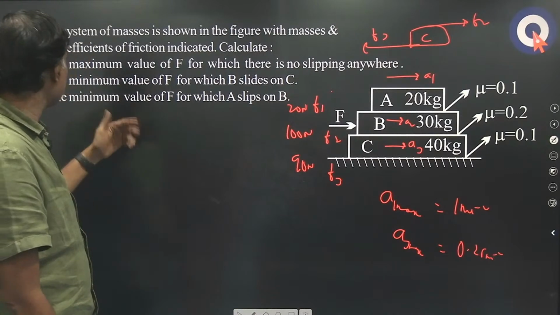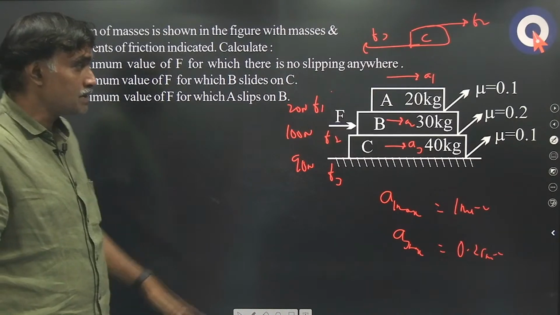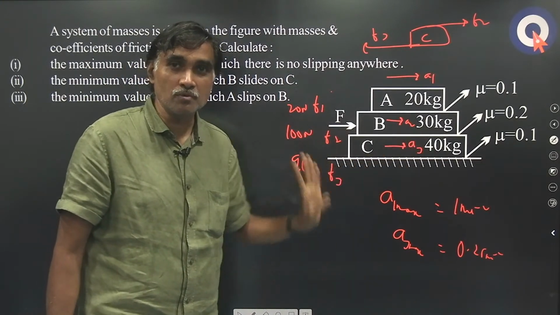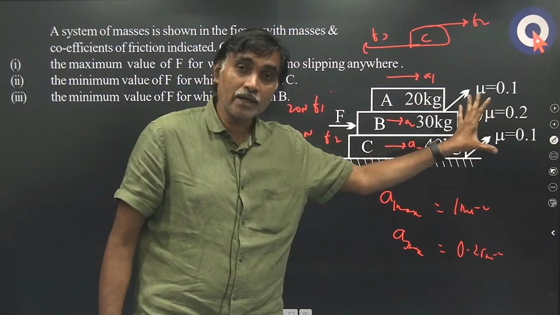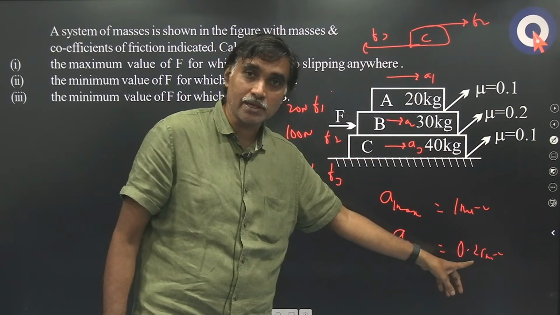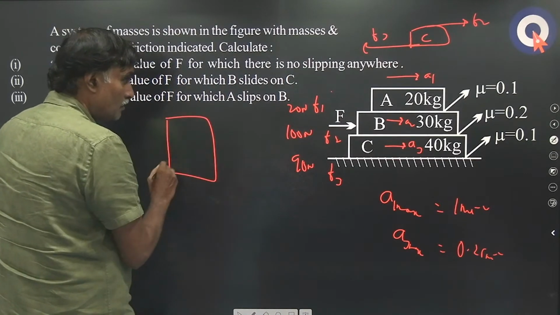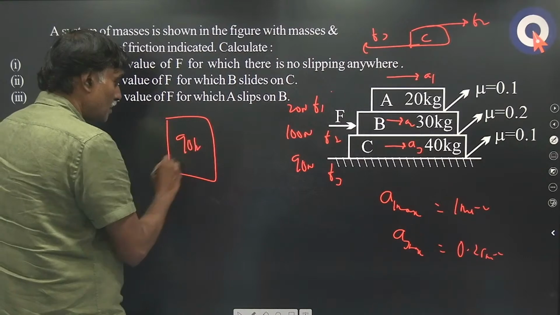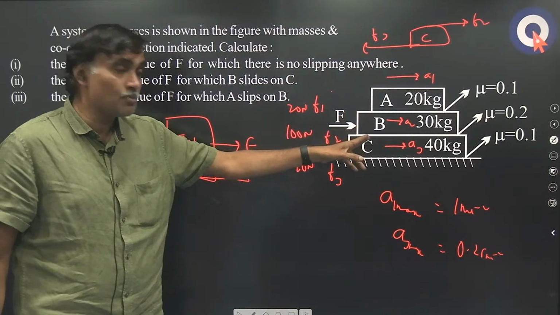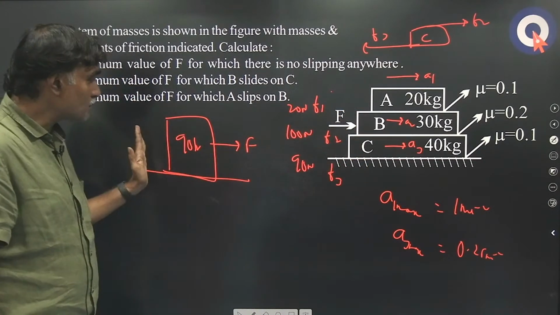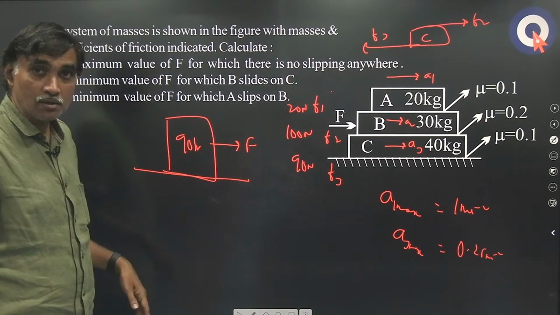Now we will see the maximum value of F for which there is no slipping anywhere. Means the lower block should also not move on the ground. As long as they are moving together, until what acceleration will they move together? Until 0.25 meters per second square. We can assume them as a single block. If we assume them as a single block, what is the total mass? 90 kg. Then what is the external force we applied? Only F. This force becomes internal, this force becomes internal, and this will become external. So unless F is greater than 90 Newton here, the block does not move.